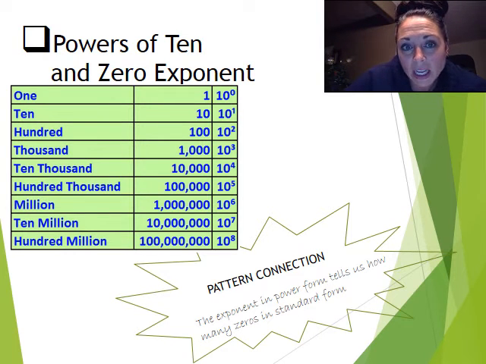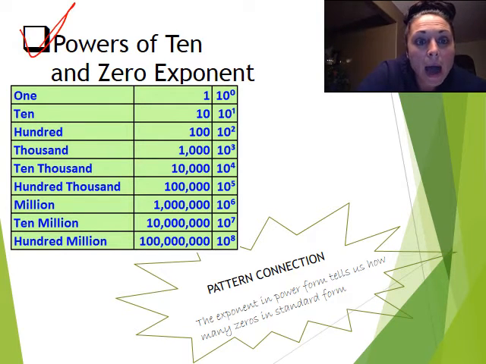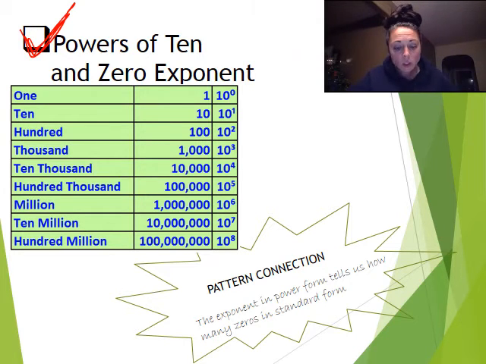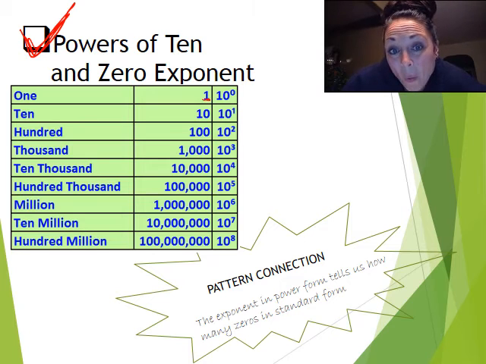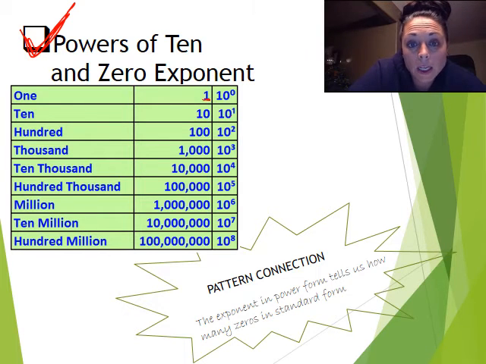The next thing on our checklist is we need to know the powers of 10 and the 0 exponent. So if I went 10 to the power of 0, put that in your calculator, you'll get 1. 10 to the power of 1 is 10. 10 to the power of 2 is 100. 10 to the power of 3 is 1,000. 10 to the power of 4 is 10,000.